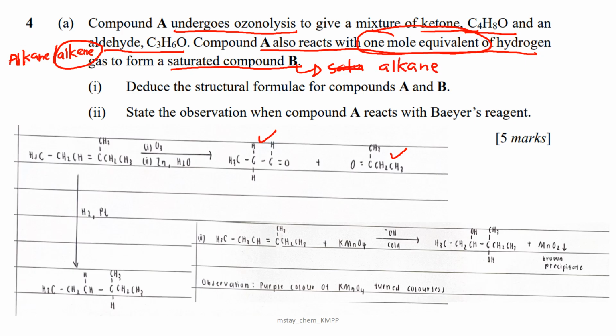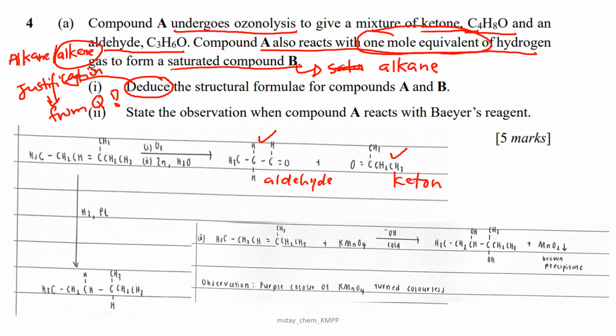Okay, next we look at the question. The question asks us to deduce the structural formula for compounds A and B. So remember that if the question asks us to deduce, it means that you have to give the justification. In general, the justification comes from the question. Like this question, when we have the structure of the aldehyde and also the ketone, we can predict the structure of A, which is the alkene.